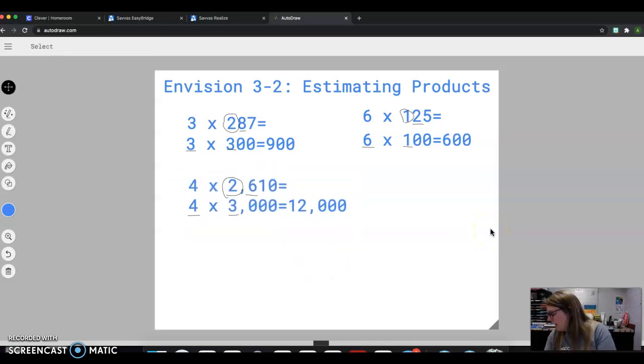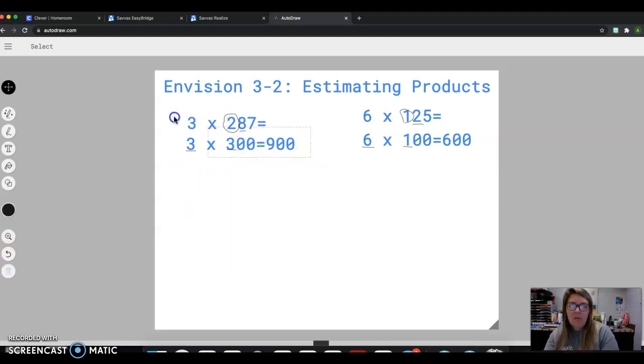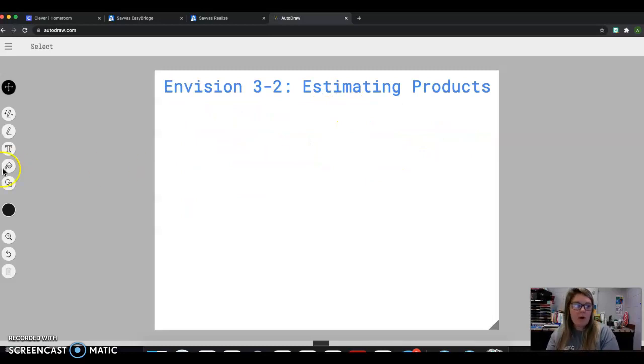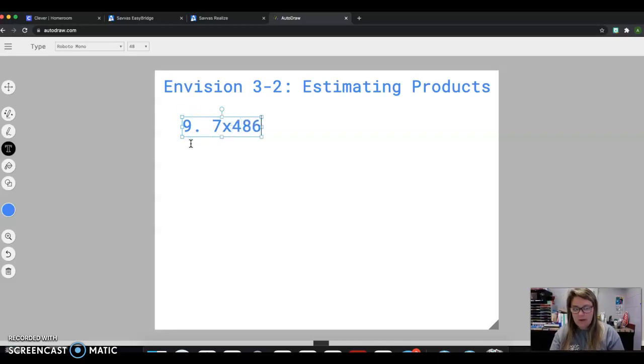Okay, let's do another one. Actually, let's do something a little different. If you look in your enVision textbook on page 87, number 6 has this. Actually, let's look at number 9. Number 9 says 7 times 486 equals 3,402.